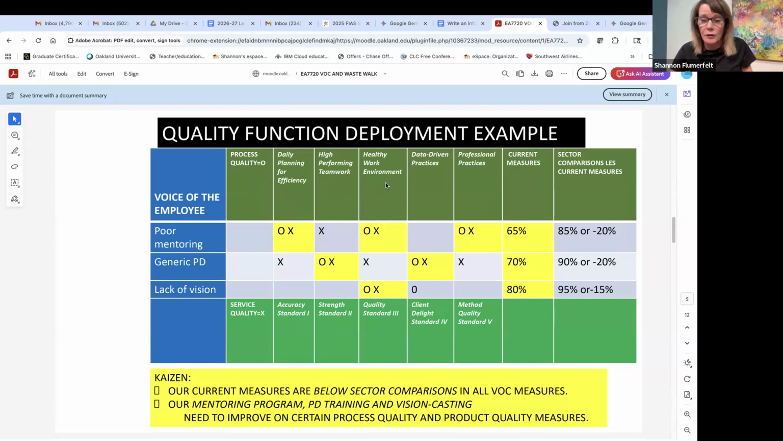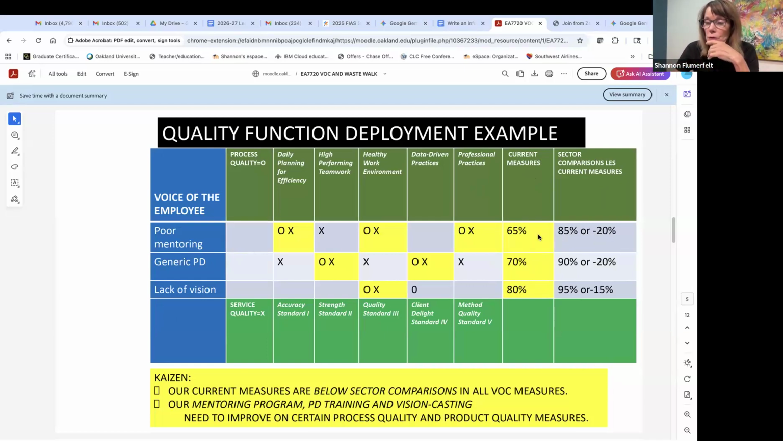Is this happening in a healthy work environment? Is the culture there? Are we using data to drive the practices? And what about even required professional standards, things that we're required to do legally that are compliance driven? Then we can figure out what our current measure is for mentoring, PD, and vision. And then you can lay that down against, let's say, the region or the state, and see if you are lower than the general benchmark or not.